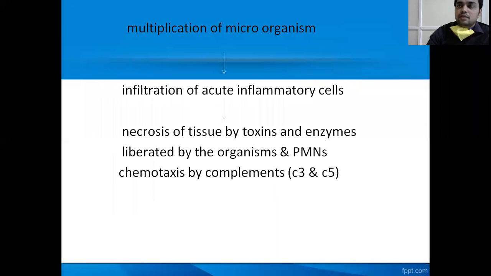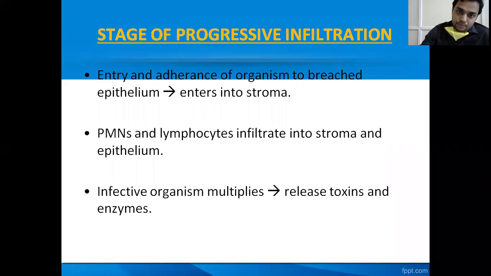because of the infiltration of the acute inflammatory cells, and eventually because of the released toxins and enzymes, there is a necrosis of the corneal tissue. This necrosis is by toxins and enzymes of the infective pathogen. So this is the stage of progressive infiltration.